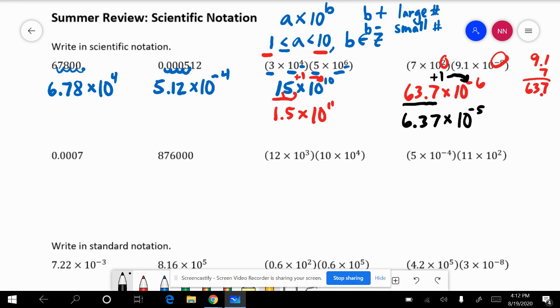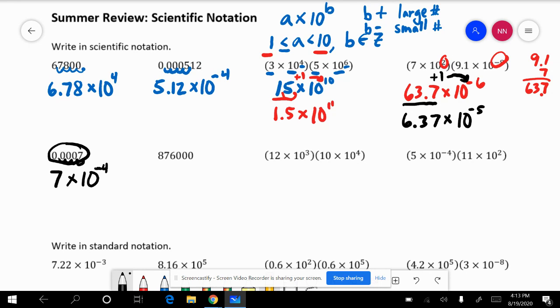So looking at the next one, we need a number in between 1 and 10. That would be 7. I'm moving the decimal over 1, 2, 3, 4. So I'm going to put times 10 to the 4. The problem is this is a small number. That means that I need a negative for the exponent, letting the person know that it's a small number.